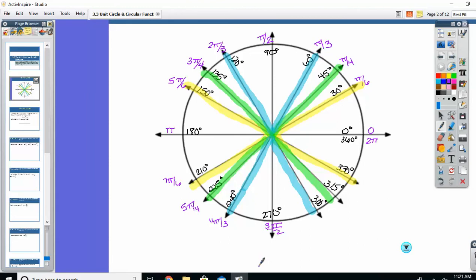Okay, fourth quadrant, what's the pattern? Times 2 minus 1. So this will be over 6, so 6 times 2 minus 1 is 11. So 11 pi over 6. 4 times 2 minus 1 would be 7 pi over 4. 3 times 2 minus 1, 5 pi over 3.